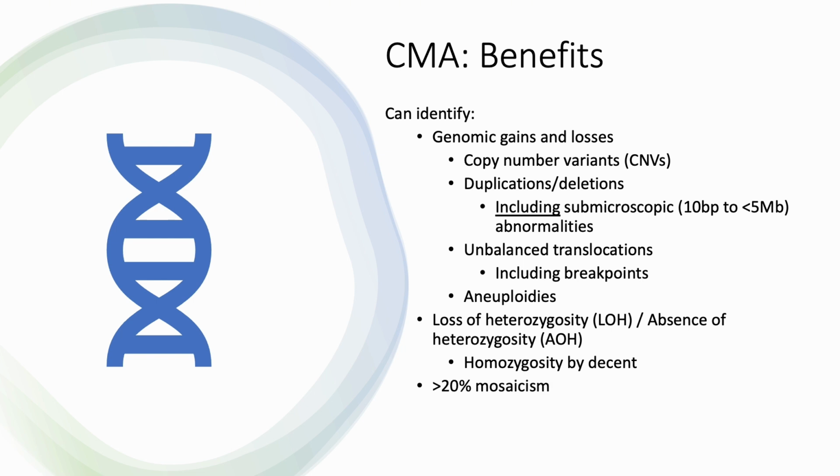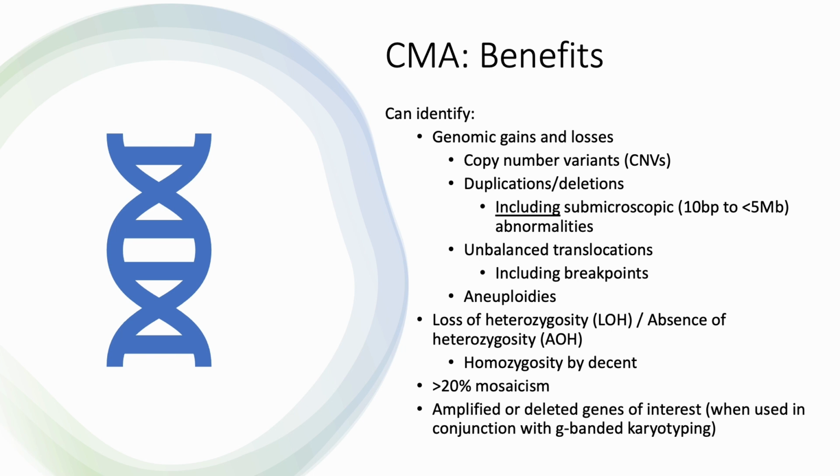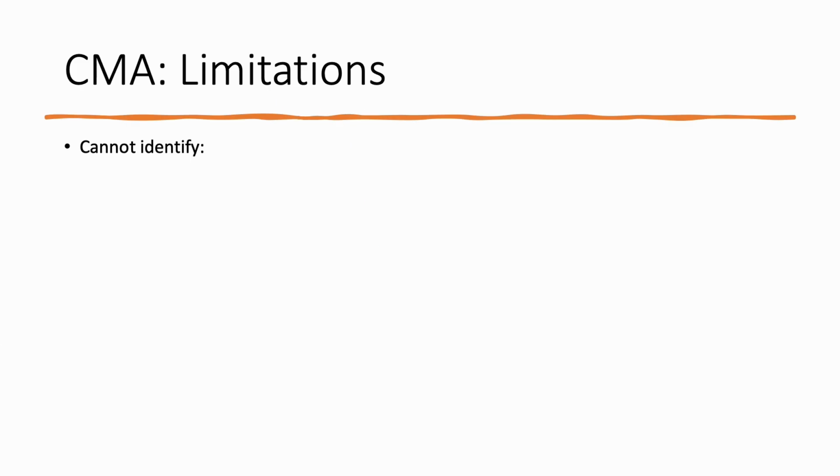Moreover, CMA is sensitive enough to detect mosaicism, identifying genetic changes present in over 20% of cells, which provides a comprehensive view of the genetic landscape. Finally, when used alongside G-banding karyotyping, CMA enhances diagnostic capabilities by identifying amplified or deleted genes of interest. While chromosomal microarray testing has many benefits, it also has certain limitations that are essential to understand.